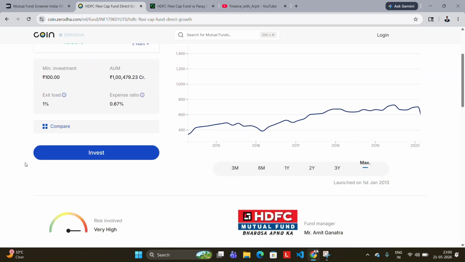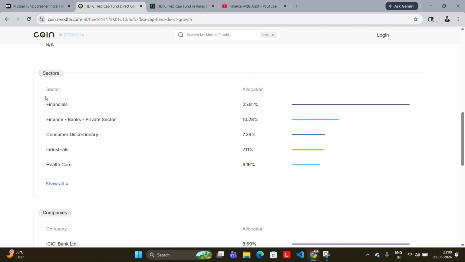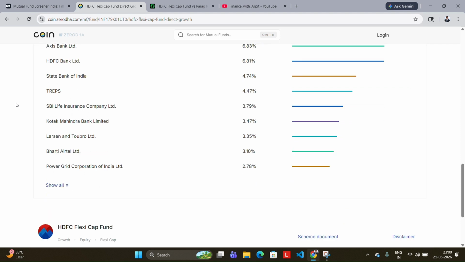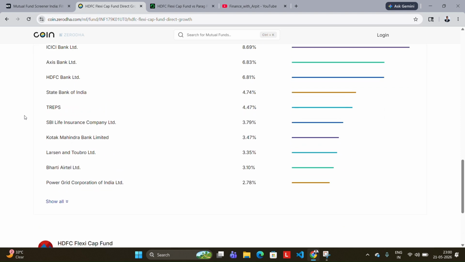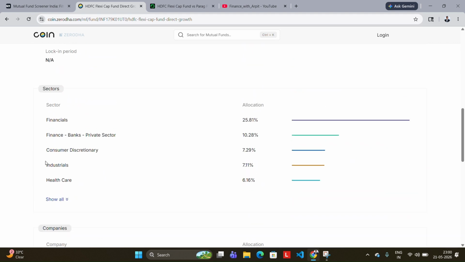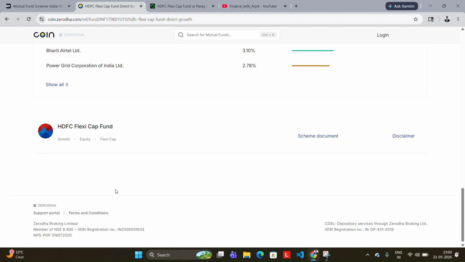Now we will see a few other important things. Here in Coin, we will be able to see the sector-wise and company-wise allocations. We can see that it is highly invested in all the banks, and then in the finance sector, the NBFC sector, consumer discretionary, industrials, healthcare, and everything like that. Okay, so we can see everything here.